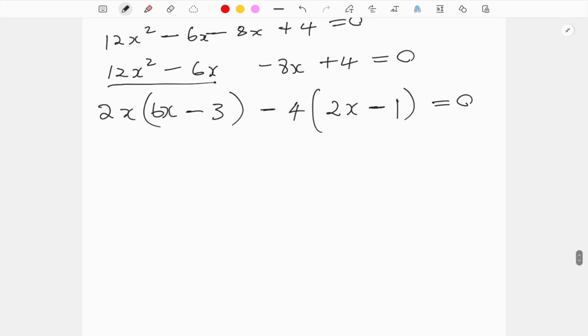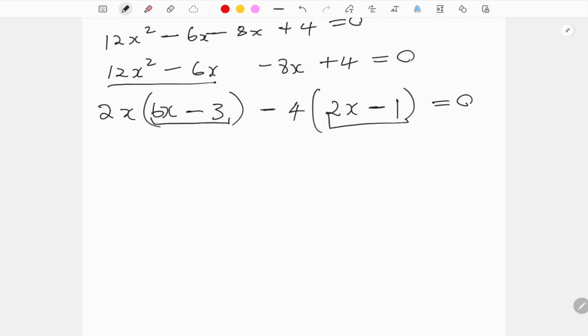And then yes, so this you can solve it. I can see from here you can even solve it, because we have 6x minus 3, and then you have 2x minus 1.